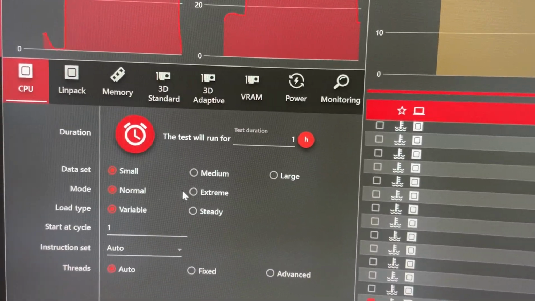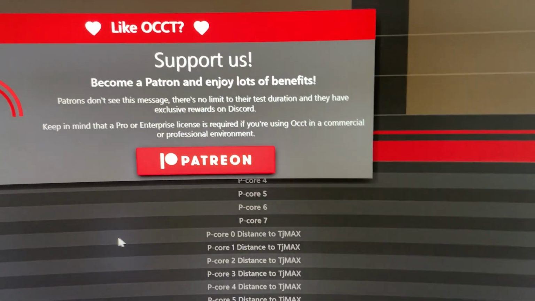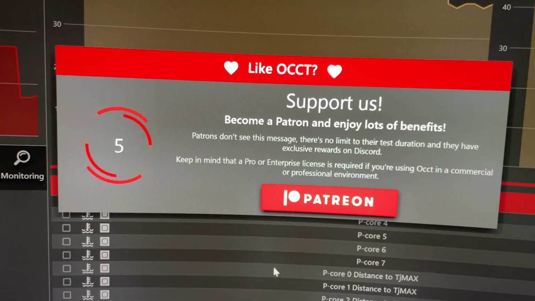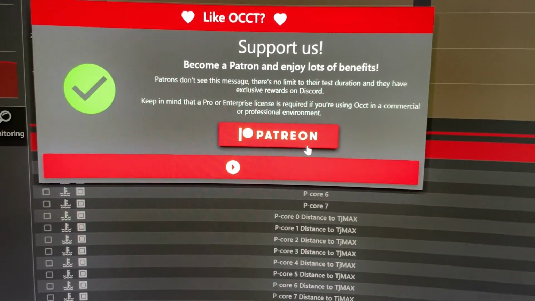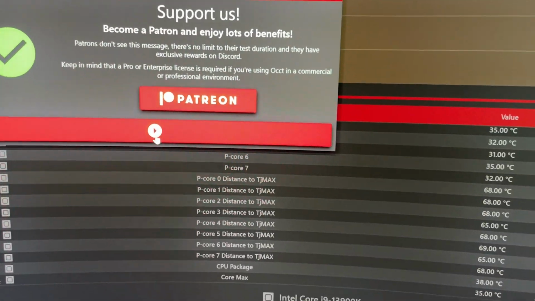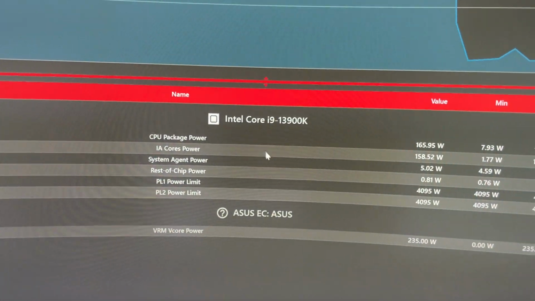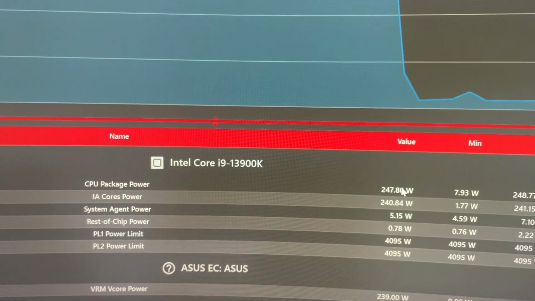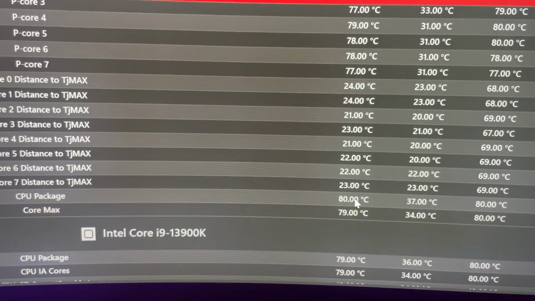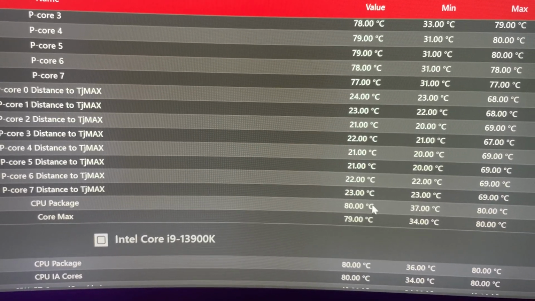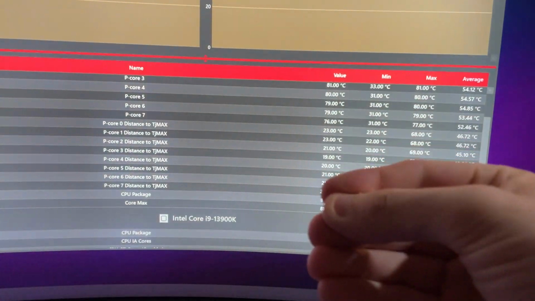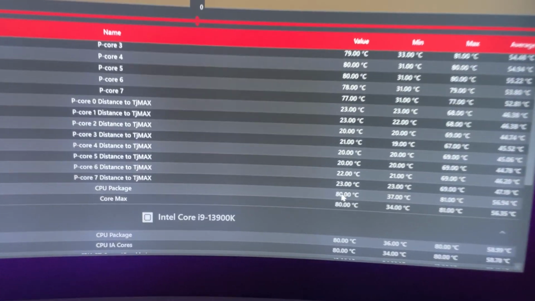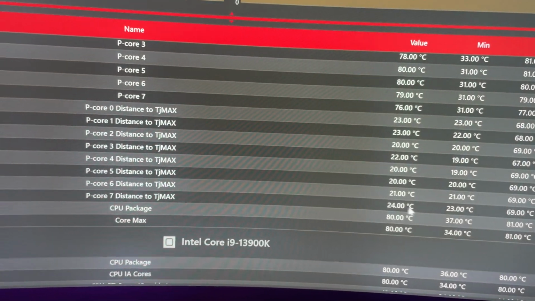If we click small and extreme and then click play, this is where delidding really comes into play. If you've ever played Apex or Overwatch, when you first load the game up and it installs the shaders, it'll pull like 250 watts out of your CPU. So check this out. Power right now is 250 watts doing small. Temperature on the package is only 80. If this was stock, it would be well over 95, 100. That's where the delid really comes into play, being able to absorb those really high power draws and not blue screening on you. That's the biggest benefit to delidding.